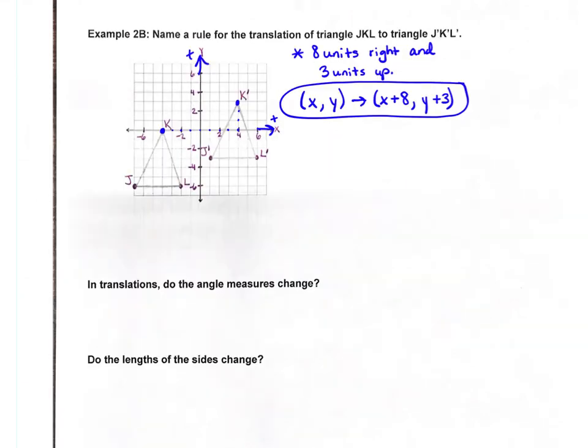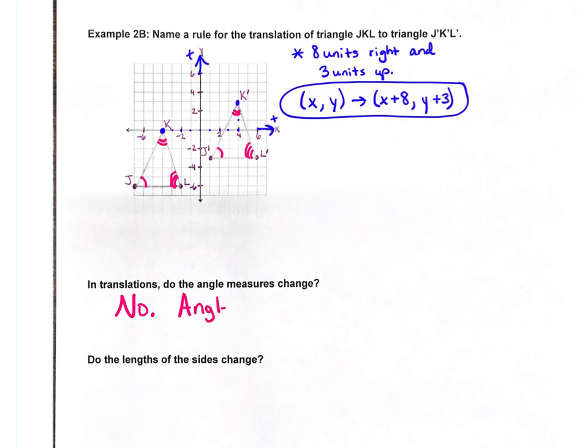Okay, last I have just a couple questions. In a translation, do the angle measures change? Well, whatever angle J was right here, J prime is obviously the same size. Whatever angle K was right here, K prime is the same size. And whatever angle L was right here, L prime is also the same size. So do the angle measures change if the figure just slides to a new place? No. They stay the same. And they will always stay the same in a transformation.